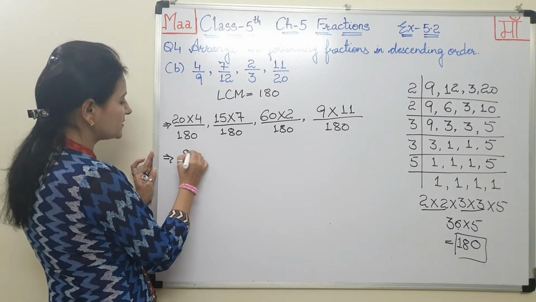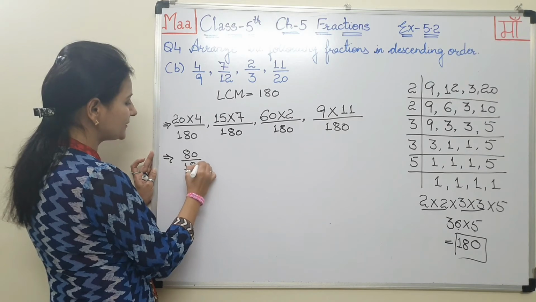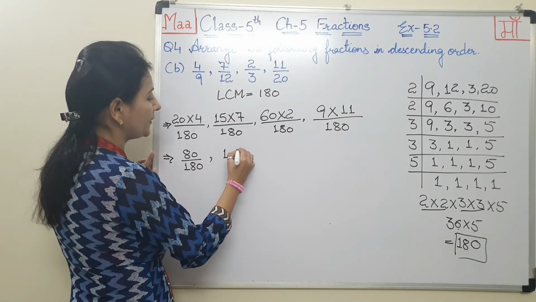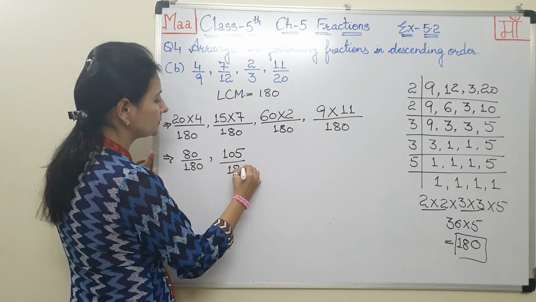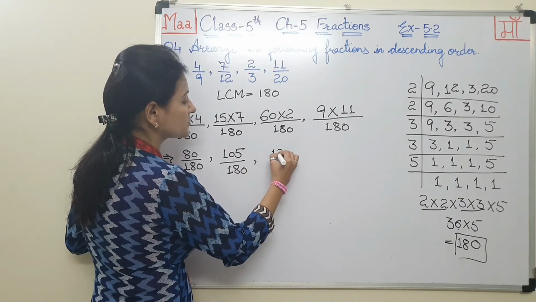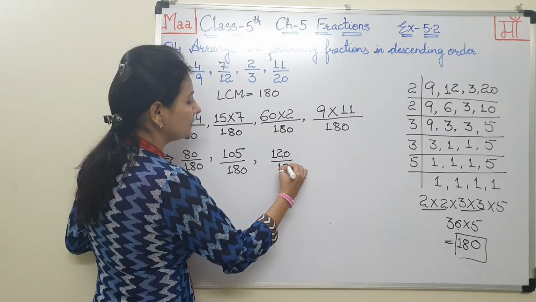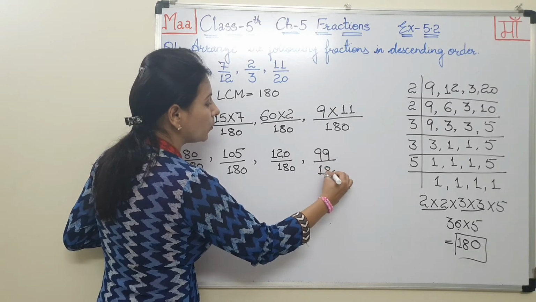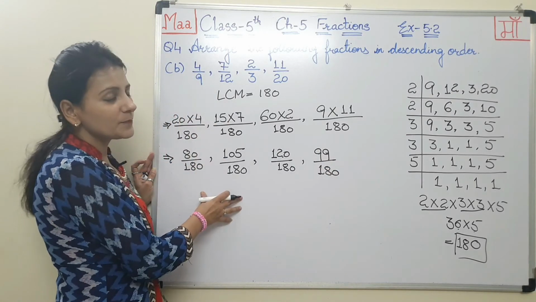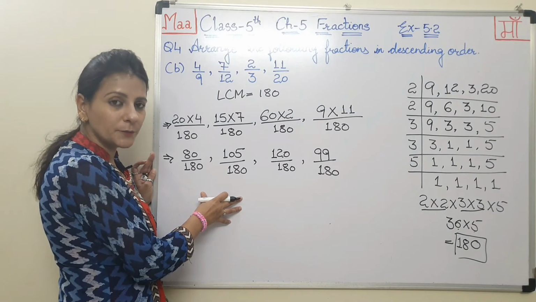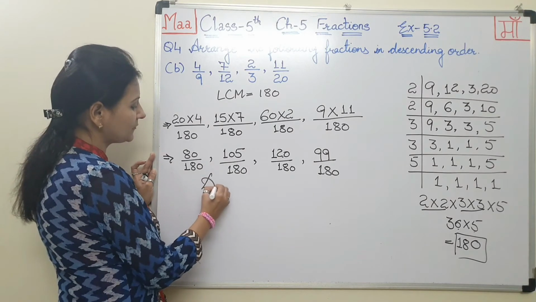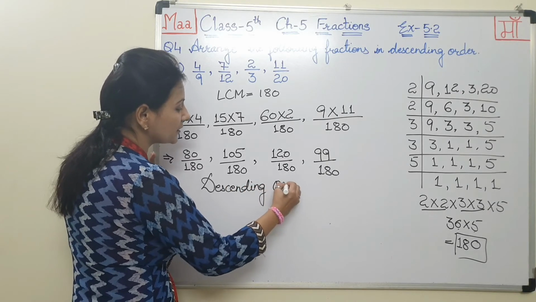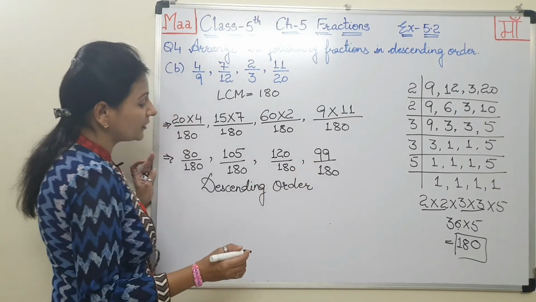20 into 4 is equals to 80 upon 180. Then 15 into 7 is equals to 105 upon 180. 60 into 2 is equals to 120 upon 180. And 9 into 11 is equals to 99 upon 180. Now, till here the steps are same as we have done in the previous question. In previous question we have arranged in ascending order.